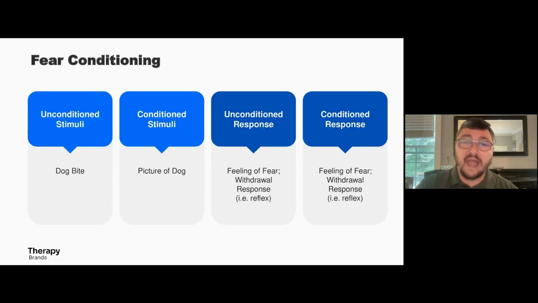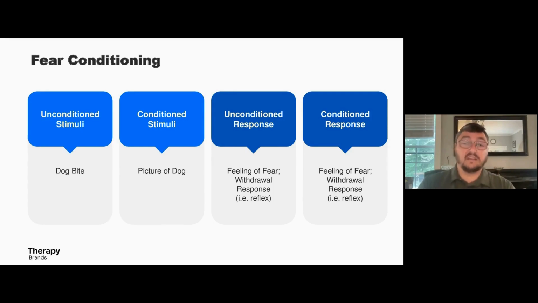So, bridging the gap. Just take a look here. We have the unconditioned stimulus, conditioned stimulus, unconditioned response, conditioned response, right? We're going to use the example of a dog bite. The unconditioned stimulus in that moment would be the dog bite. You don't have to learn to pull away from a dog bite. You don't have to learn that. So the unconditioned response there is maybe withdrawal and the feeling of fear.